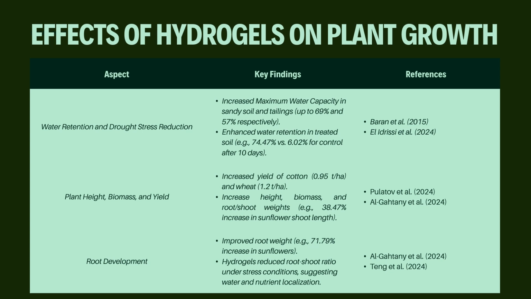Second, plant height, biomass, and yield. In 2024, Bulatov did a study and found an increase in yield of cotton and wheat. Also, Al-Gahtani in 2024 found an increase in height, biomass, and root-to-shoot weights of sunflower. Third, root development. Al-Gahtani in 2024 found an improvement of root weight in sunflowers. Whether Ting in 2024 found that hydrogels reduce shoot-to-root ratios under stress conditions, suggesting water and nutrient localization.